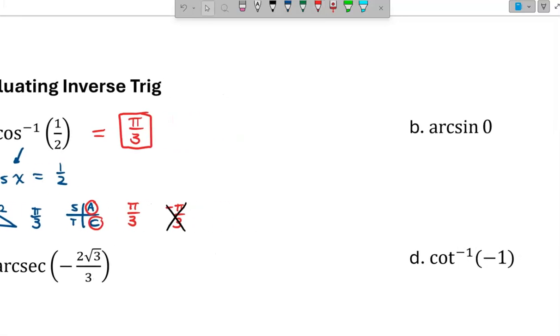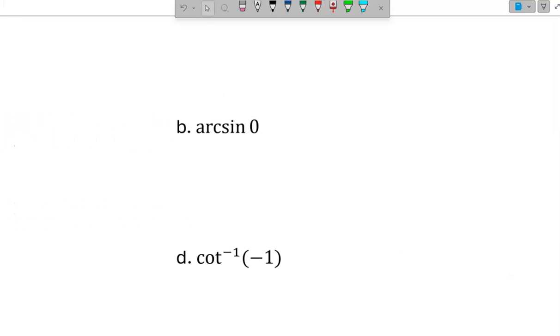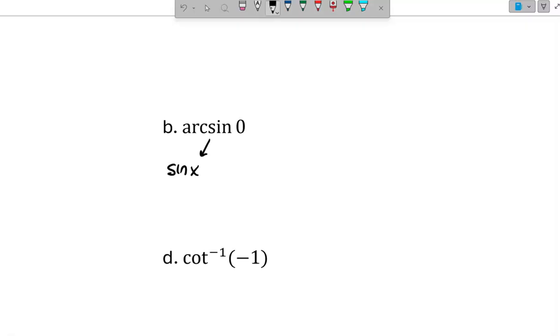Let's take that same principle and apply it to letter B. In this case, we're looking for arc sine of 0. Remember, that's the same thing as inverse sine of 0. In other words, I'm looking for when sine of x is going to be equal to 0. When we're using zeros, ones, and negative ones, typically that means it's going to be a quadrantal angle, meaning 0, pi over 2, pi, 3 pi over 2, and so on.